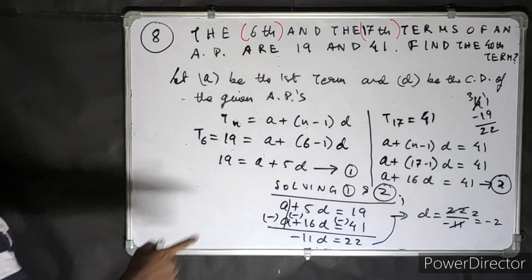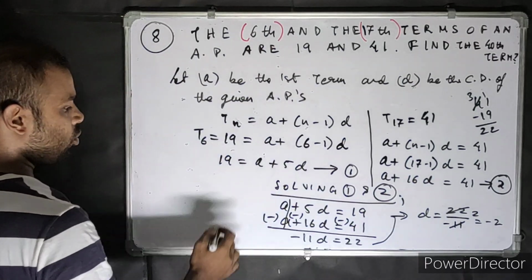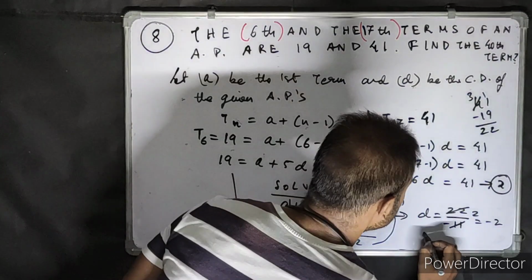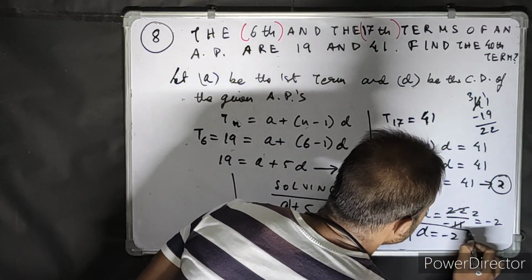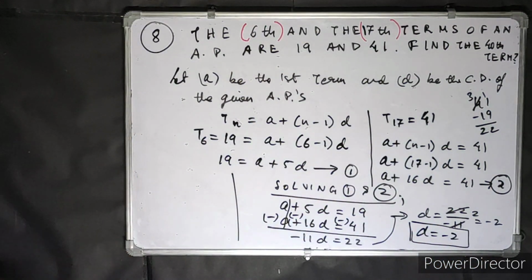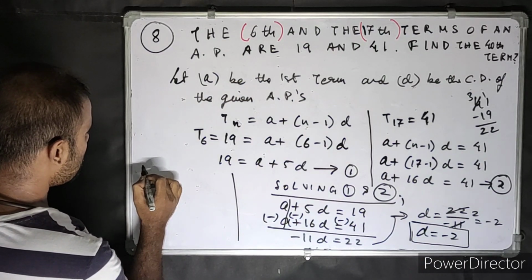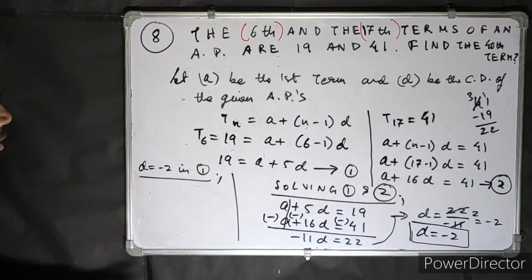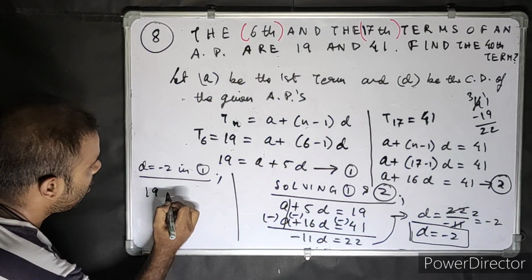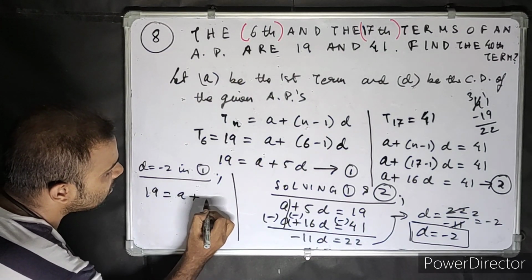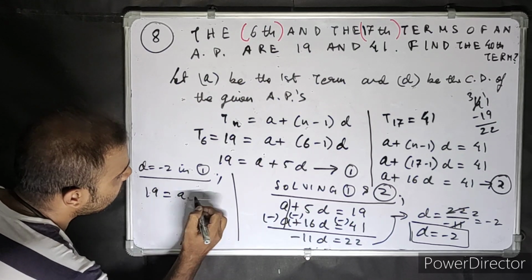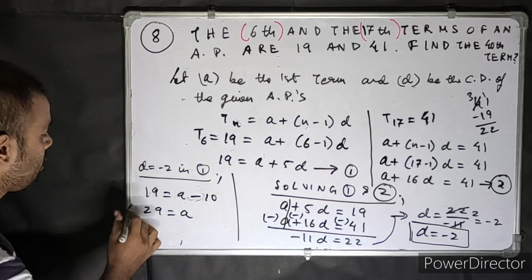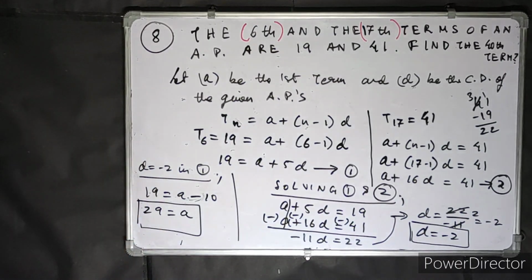I got my D. Putting my D in 1 or 2 will get my A, the first term. D equals 2, put in a box. Moving on. D equals 2 in 1. So 19 is equal to A plus 10. That is 9 is A. So I got my A and I got my D.